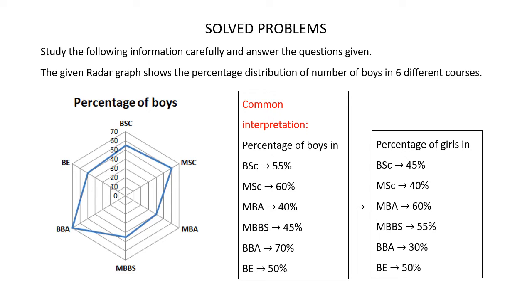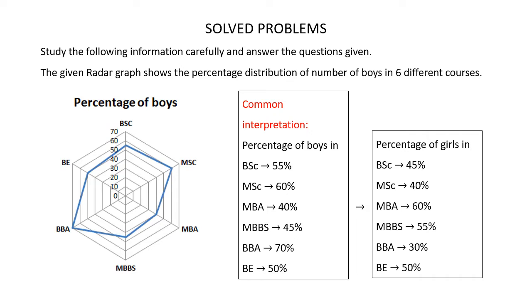Now, in this radar graph, this point indicates the percentage of boys in BSc course. This point indicates the value of the percentage of boys in MSc course. This point indicates the percentage of boys in MBA course. And so on. Now, all these points are joined through a blue straight line.